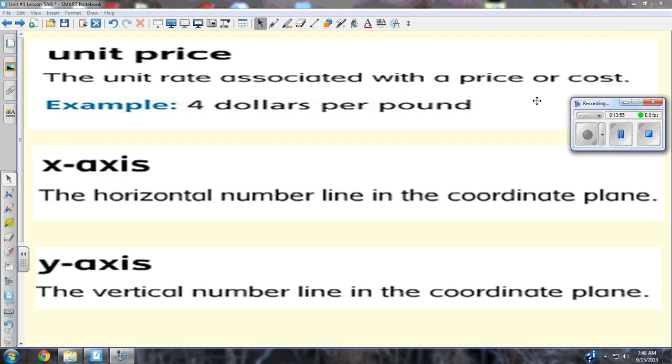Go ahead and copy these definitions down. First one is unit price, the unit rate associated with a price or cost. Example, $4 per pound. So copy that down. The unit price, $4 per pound. The x-axis is the horizontal number line in the coordinate plane, and the y-axis is the vertical number line in the coordinate plane.